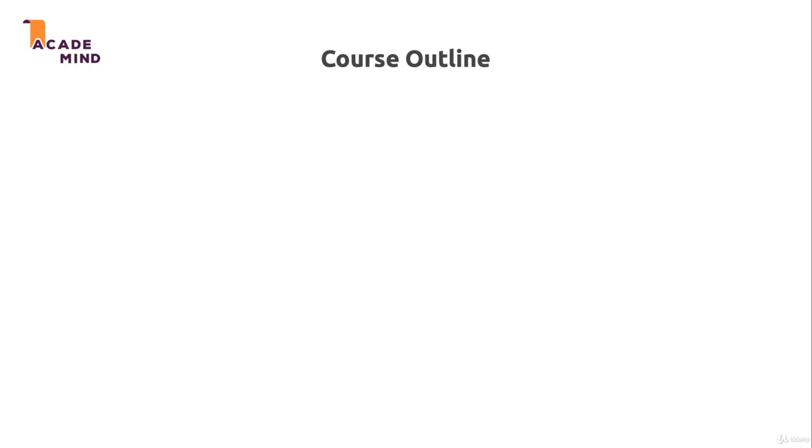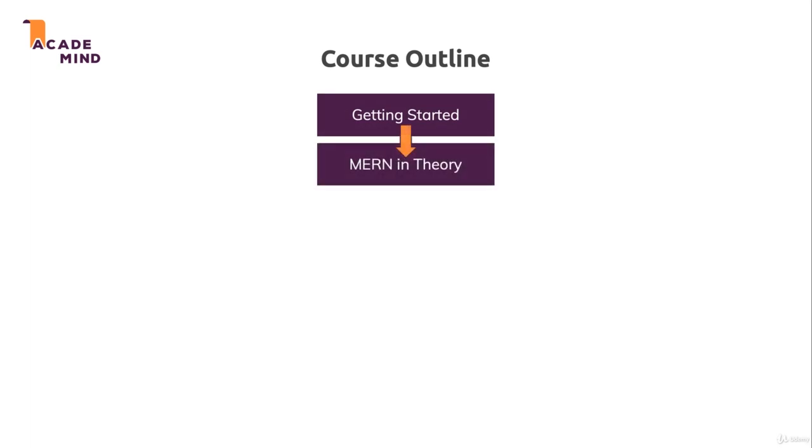So this is the big picture, but what's inside this course now? We are almost done getting started, and in the next module, we'll dive into the MERN in theory. So we'll have a look at all the 4 core components of the MERN stack, MongoDB, Express, React, and Node.js. We'll see how these work and how they are connected to, well, finally build the MERN stack.